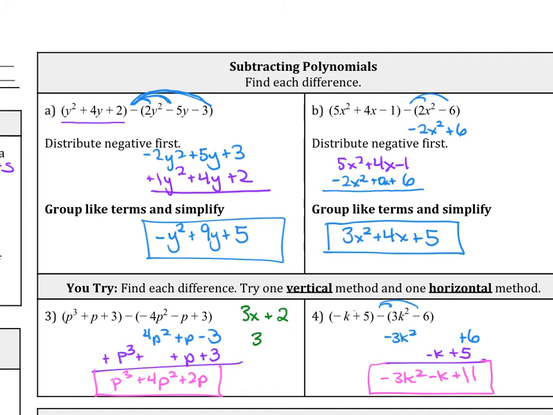It's the same thing with, say, for instance, 3x plus 5x squared. They're not like terms, so you can't combine them. And then on the right for number 4, again being careful with the powers of the variables, we distribute the negative, so negative 3k squared, and then this becomes a positive 6. And then negative k plus 5 stays the same.